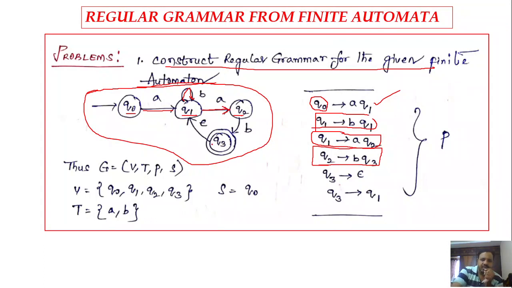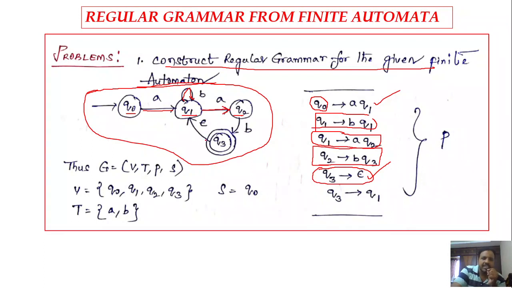Next, from Q3, the first thing is that it is a final state. So write down Q3 denotes epsilon. That is the rule: whenever we have a final state, we have to write the production rule as the final state denoting epsilon. So what is the final state? Q3. So Q3 must denote epsilon.